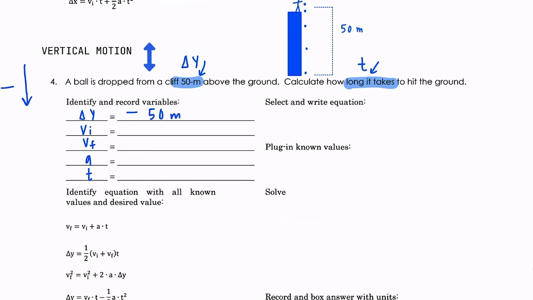We also know that we're solving for time, so I'll put a question mark there. And at first glance, you might think this is all you have. But it's really important to remember that for vertical motion problems, there are some things that you just have to know. So the initial velocity, whenever something is dropped, not thrown, but dropped, you can assume the initial velocity is 0 meters per second. What's not 0 meters per second is the final velocity. So we don't know what the final velocity is going to be.